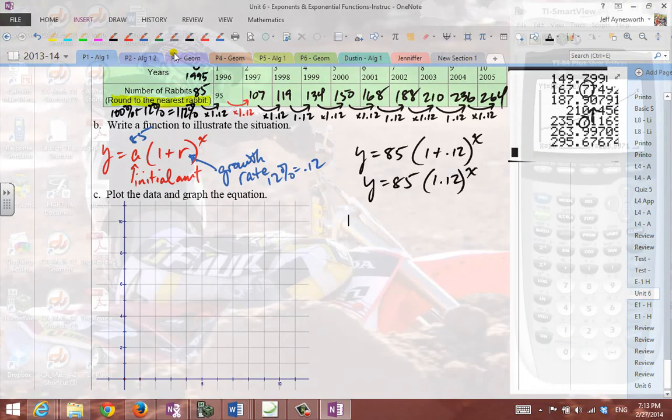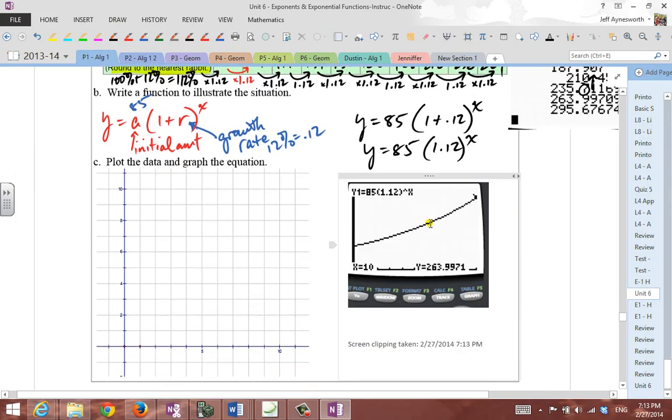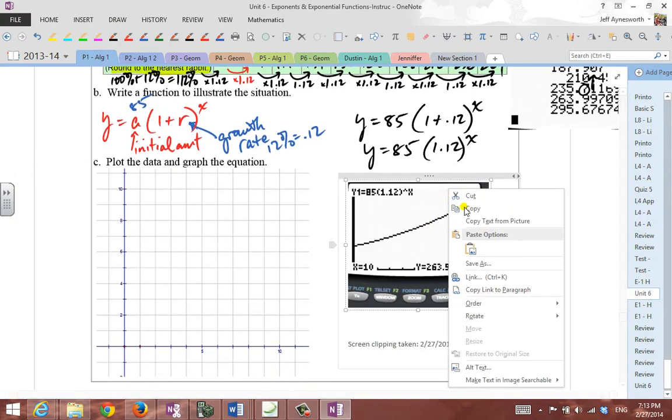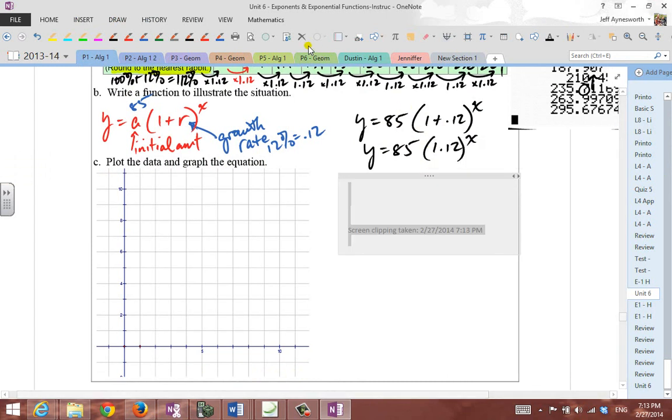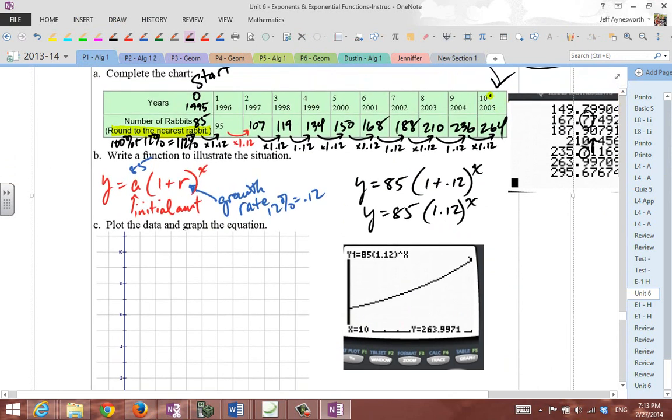I always like to show you how to use the technology, so you can learn it here. All right, there we go. We have the same value here: when x is 10, y is equal to 264. This is rounded to the nearest rabbit. This is rabbits right here. And this is after the 10th year, after 10 years, which is pretty cool.